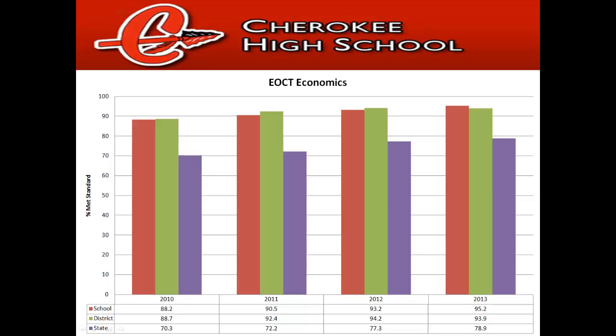On the economics EOCT, Cherokee High School started in 2010 with 88.2% meeting the standard, and by 2013 was at 95.2. Cherokee County, similarly, in 2010 was at 88.7%, and by 2013 had reached 93.9%. The state in 2010 was at 70.3, and by 2013 had reached 78.9. So both Cherokee High School and Cherokee County schools are well above the state average on the economics exam.